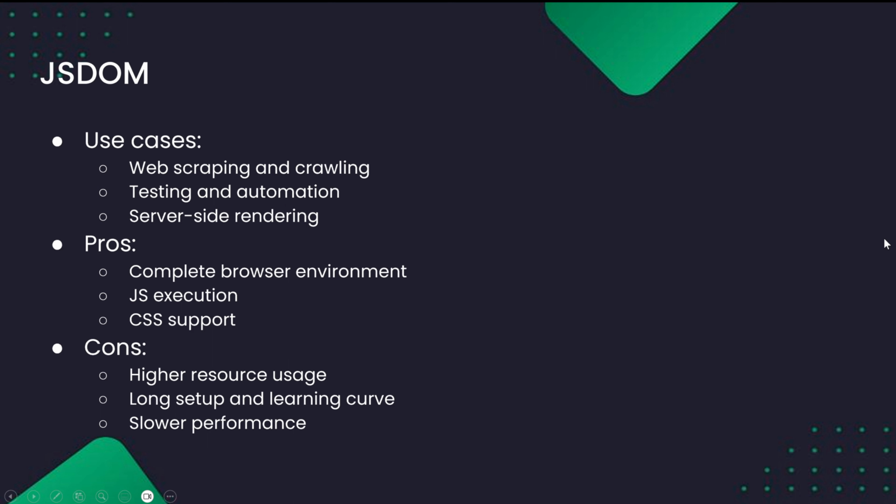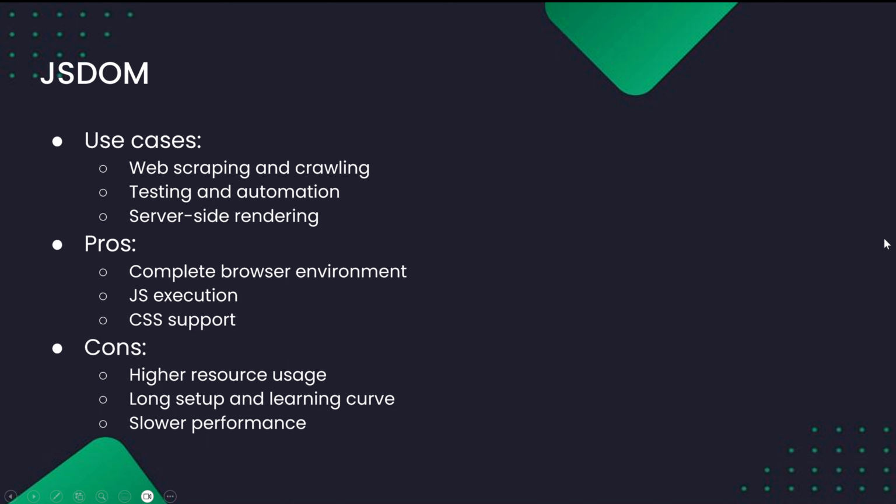Some pros of JSDOM include its complete browser environment. JSDOM provides a faithful emulation of a browser, allowing you to handle complex web applications, execute JavaScript, and interact with the DOM. Its JavaScript execution: JSDOM can handle dynamic content generated by JavaScript, making it suitable for scenarios that require rendering or interacting with dynamically loaded data. Support for CSS selectors: JSDOM supports CSS selectors, allowing you to easily navigate and manipulate the DOM using familiar selector syntax.